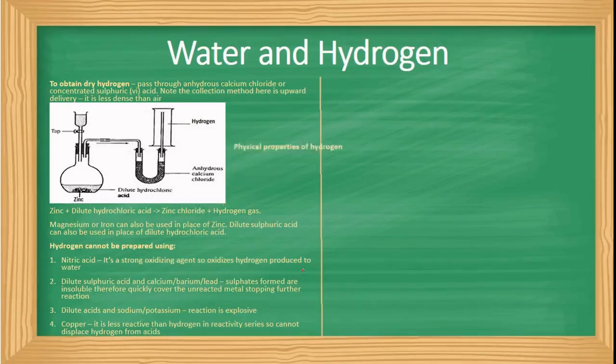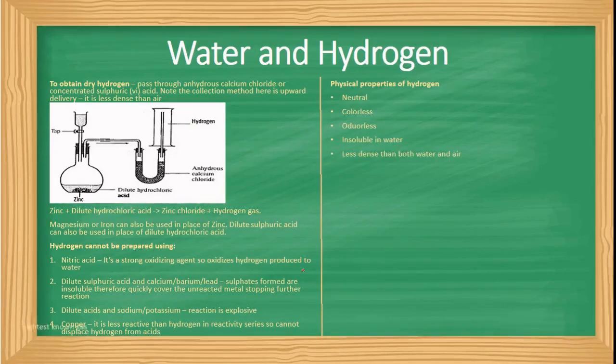Now the physical properties of hydrogen: 1, it is neutral; 2, it is colorless; 3, it is odorless; 4, it is insoluble in water; 5, it is less dense than both water and air; and 6, it is the lightest known gas. So those are the physical properties.